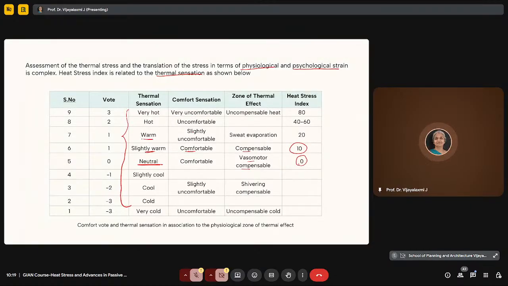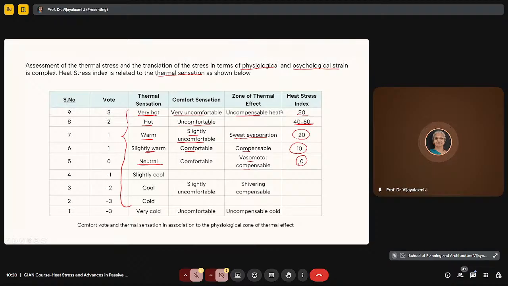When the thermal sensation is warm, how are you feeling? I'm feeling warm and it's slightly uncomfortable for me now. Then the body tries the sweat evaporation method, and the heat stress is at 20. Then when someone says they feel hot, it becomes uncomfortable. It's very hot today, I feel very uncomfortable, and heat stress goes between 40 and 60. And then the ultimate is very hot, during which we feel very uncomfortable, and it is uncompensable heat with a heat stress index of 80 and above.